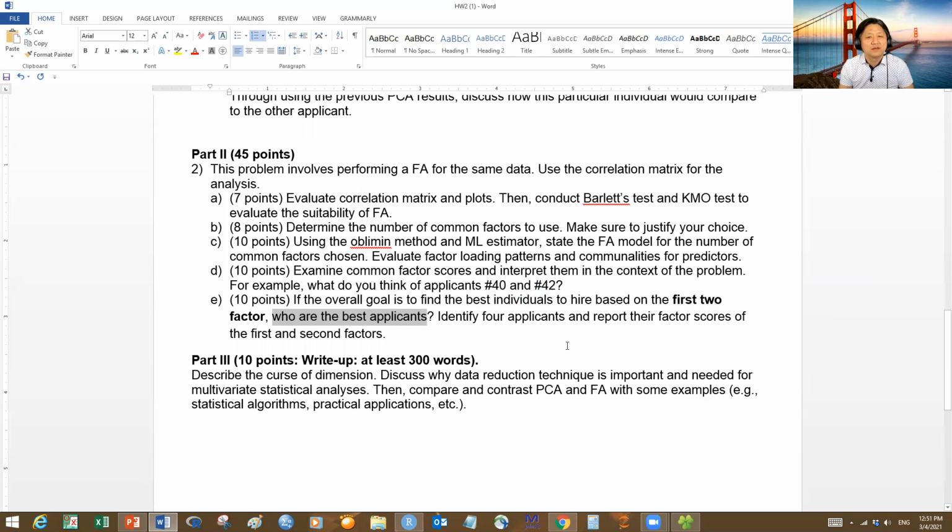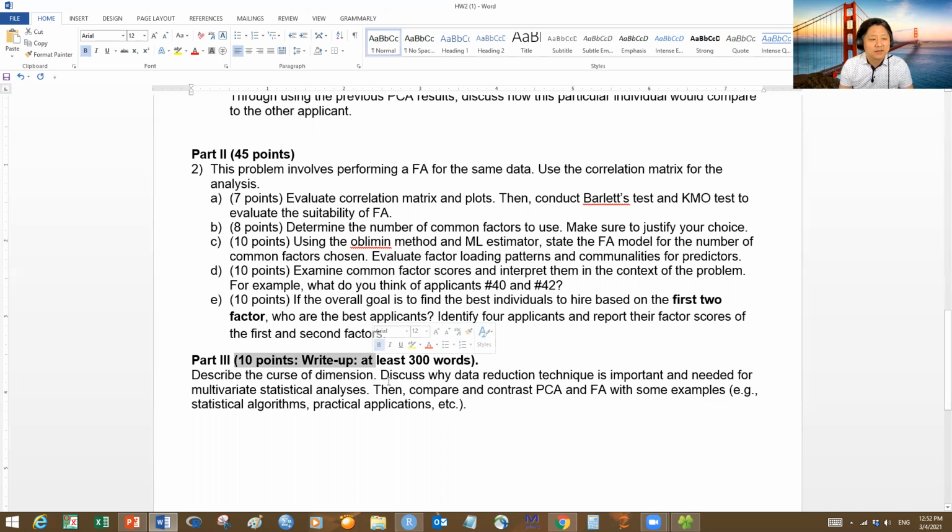That means higher factor scores indicate good performance, right? So you can find it. And identify 4 applicants and report their factor scores on the first and second factors. Identify the highest 4 applicants based on the 2 factor scores.